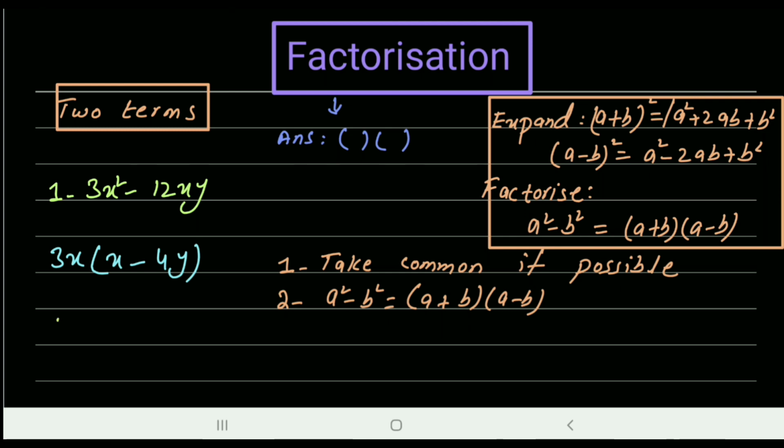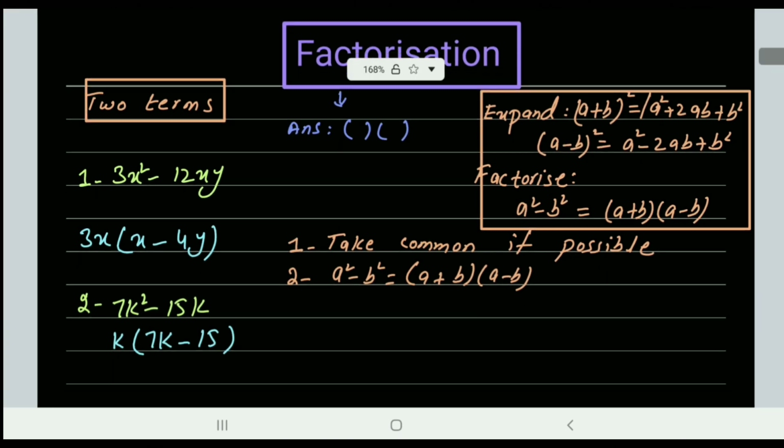Example number 2: if the question is 7k square minus 15k. Again first of all we have to check is there any number common. So yes, here k is common, just k is common, and inside 7k minus 15 is left. So that is our answer.